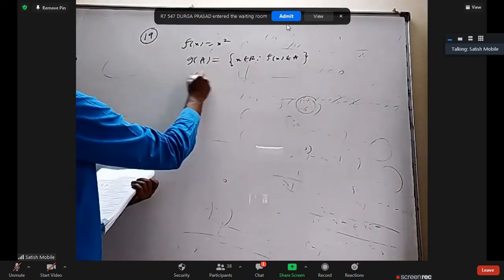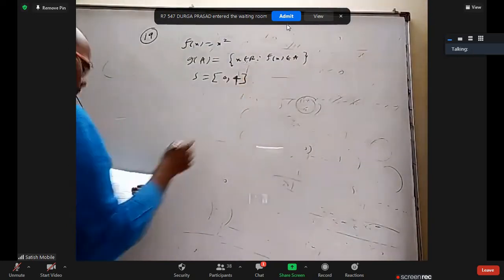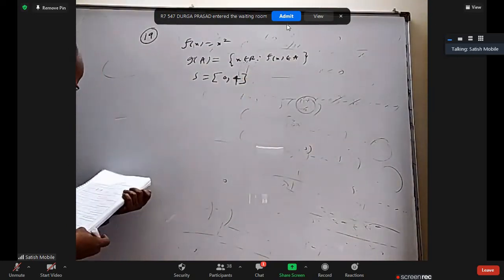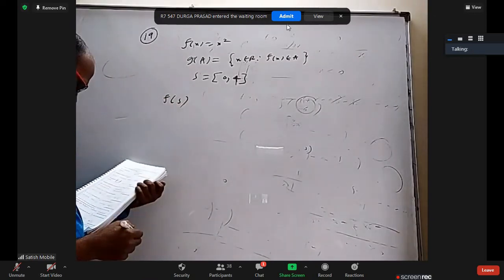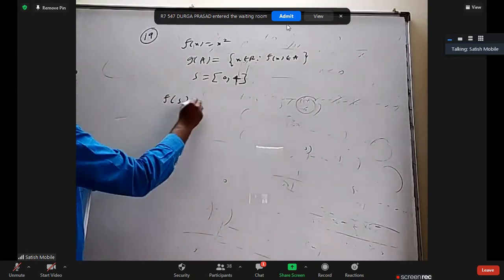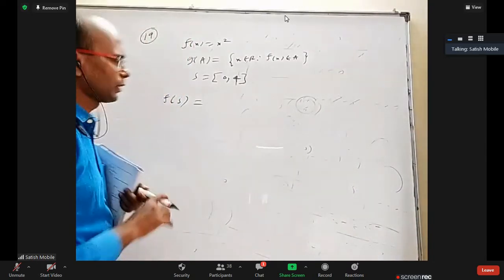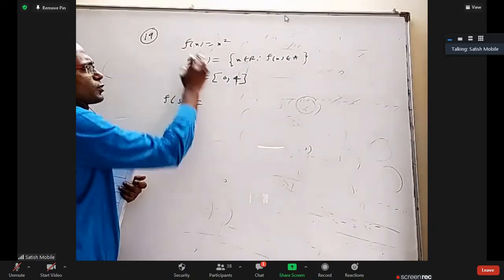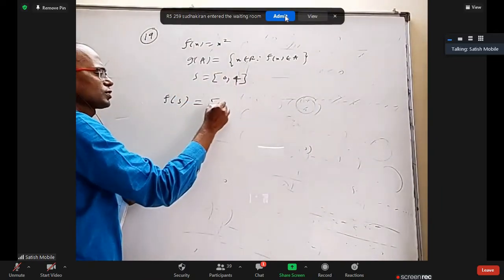And they gave a set S which is 0 to 4. So this is the question. Let us look at options now. F of S, g of f of S. First of all, what is f of S? Let us find. F of S means substituting a set 0 to 4 in f. You substitute anything between 0 to 4, what you get is 0 to 16.